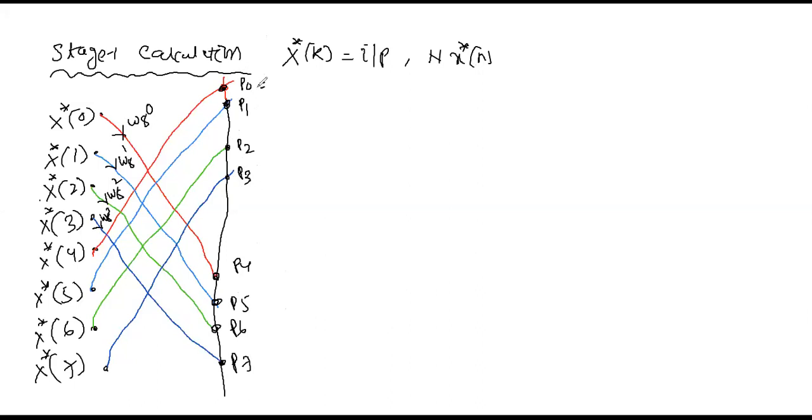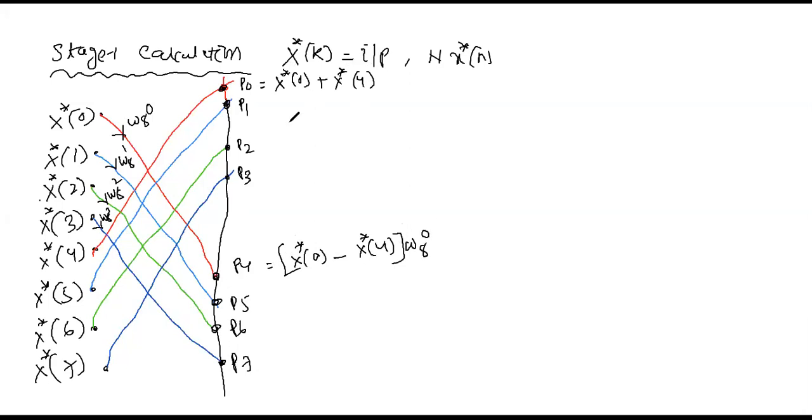Yes. X conjugate 0 plus X conjugate 4. Good. Yes. So this is your X conjugate 0 plus X conjugate 4. And this is the lower one, P4, yes or not? This is your X conjugate 0 minus X conjugate 4 multiplied by the twiddle factor omega 8 0.